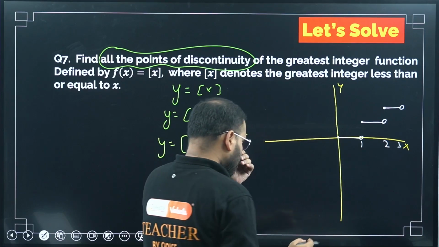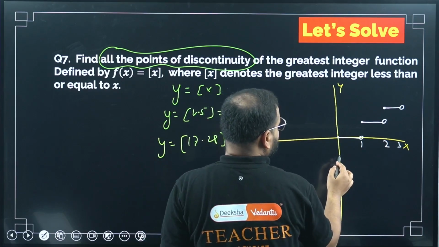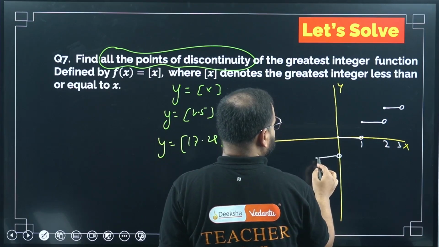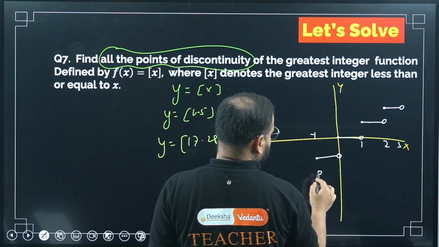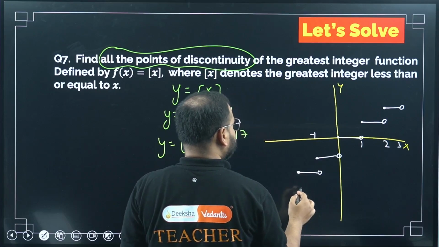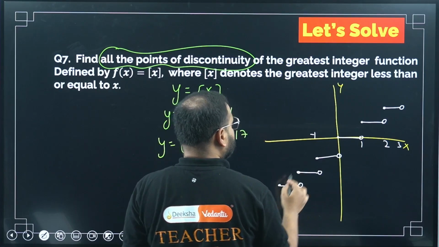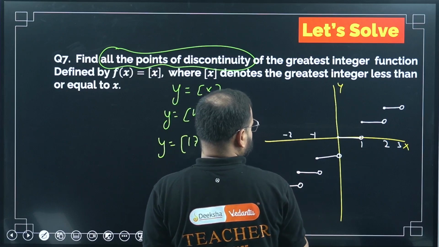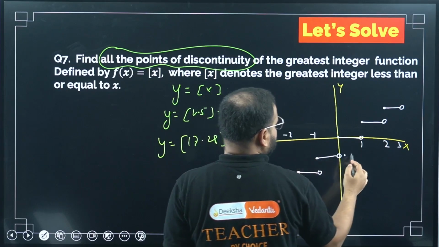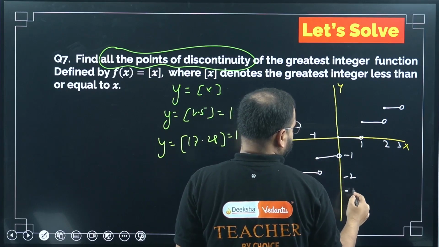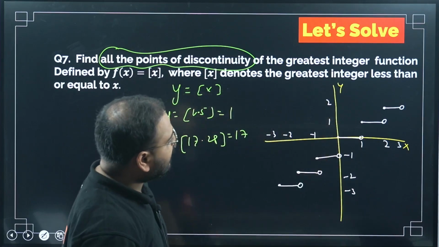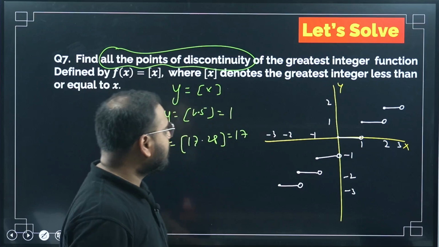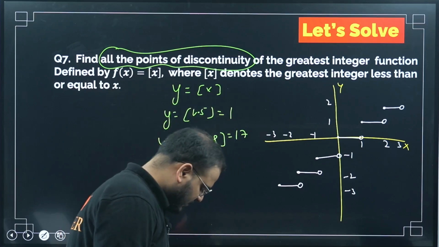What about this point? At minus 1 it is open, because the value equals minus 1 here. Again open, close here, open and close here. This is minus 2, this is minus 3. This is again minus 1, minus 2 and minus 3. And this side, 1 and 2. Okay. Please check.